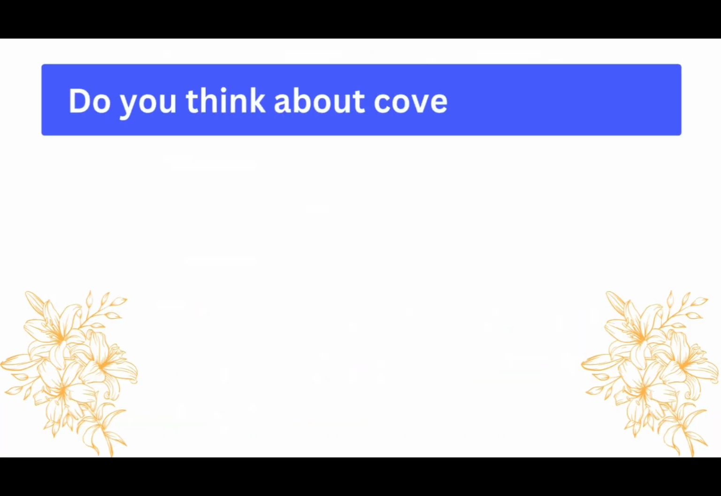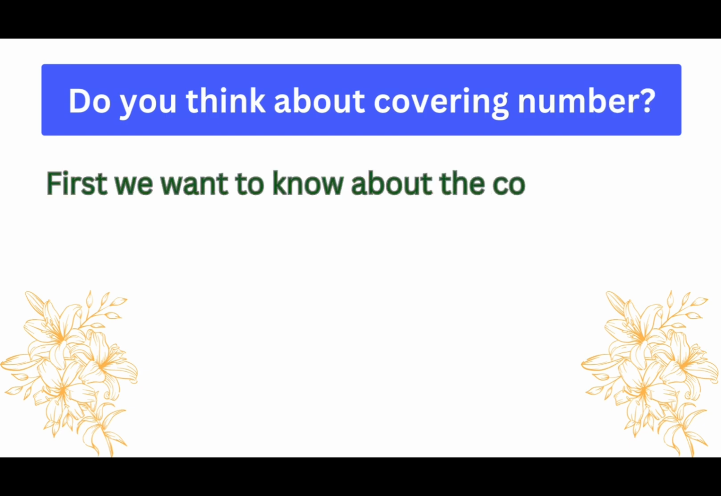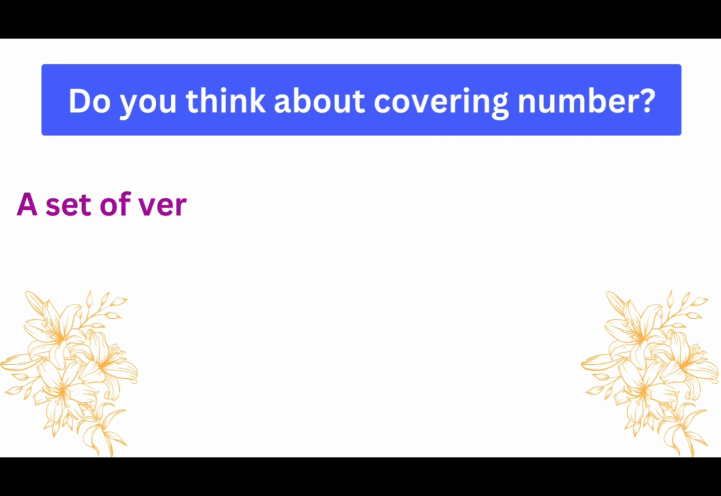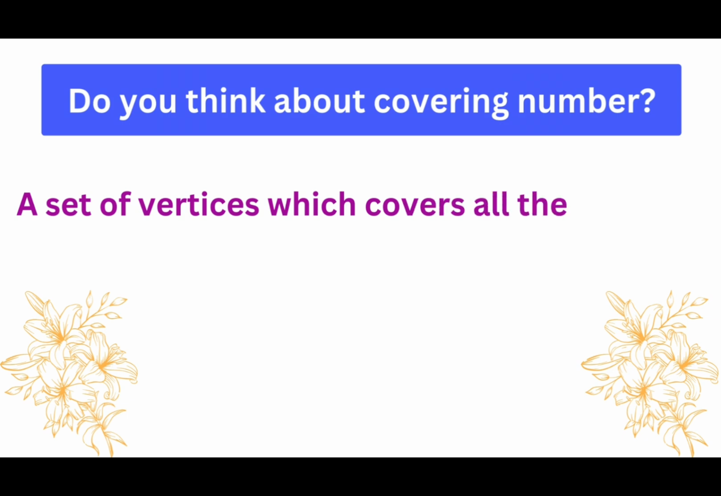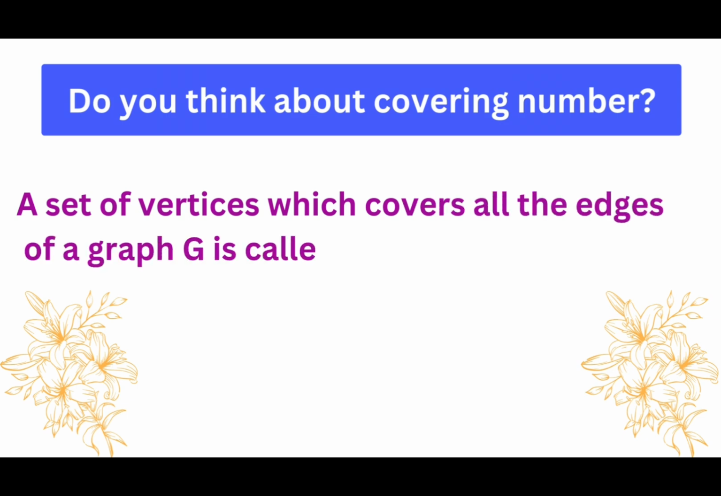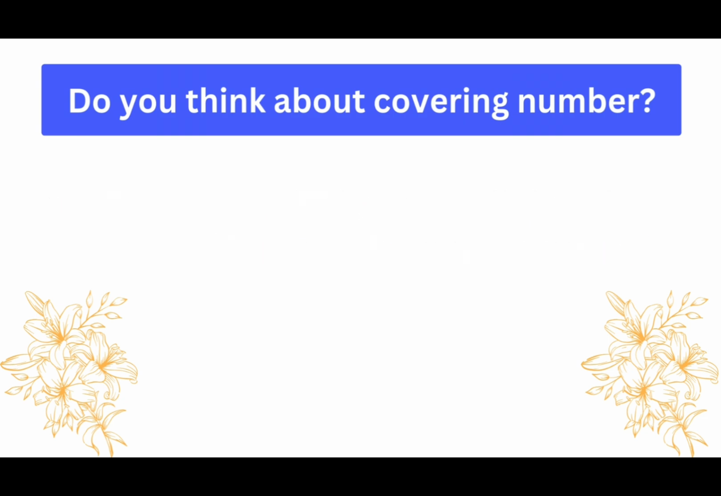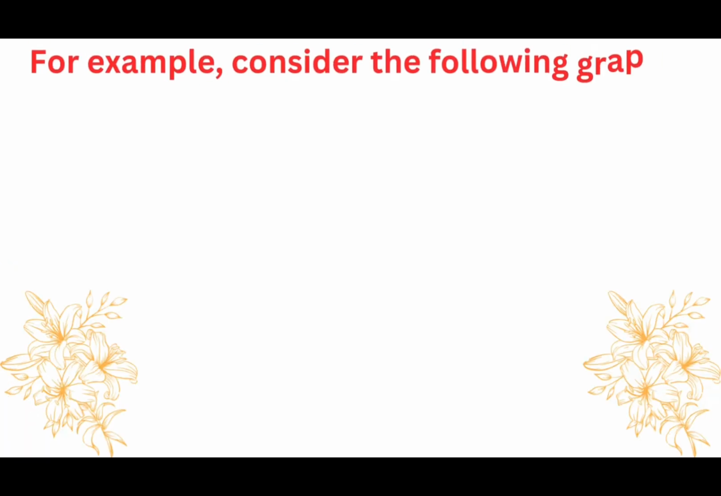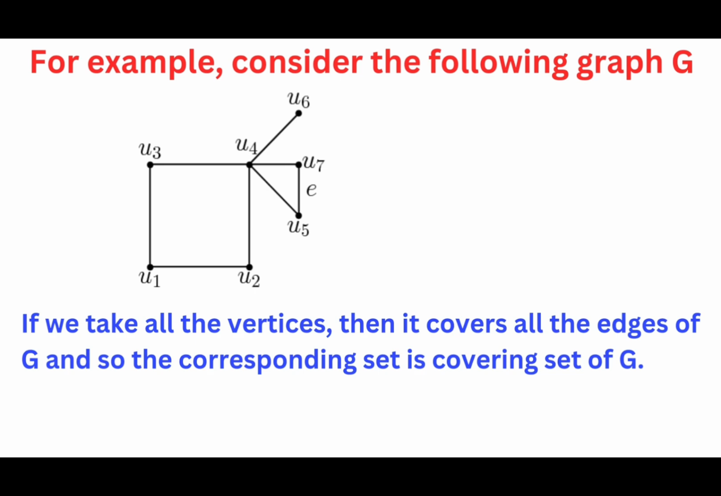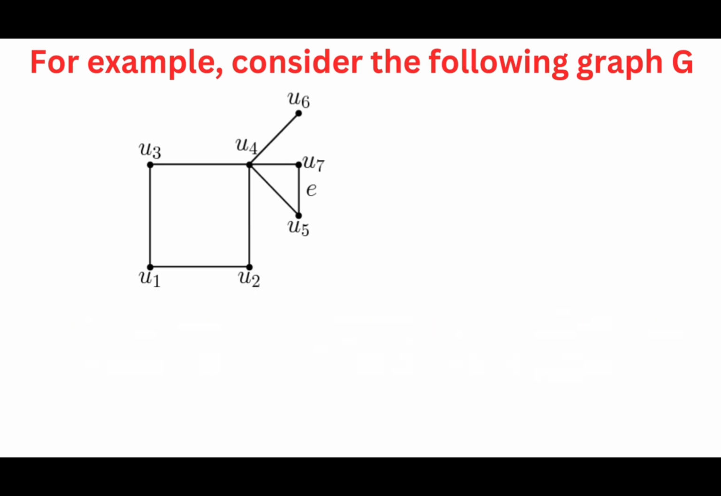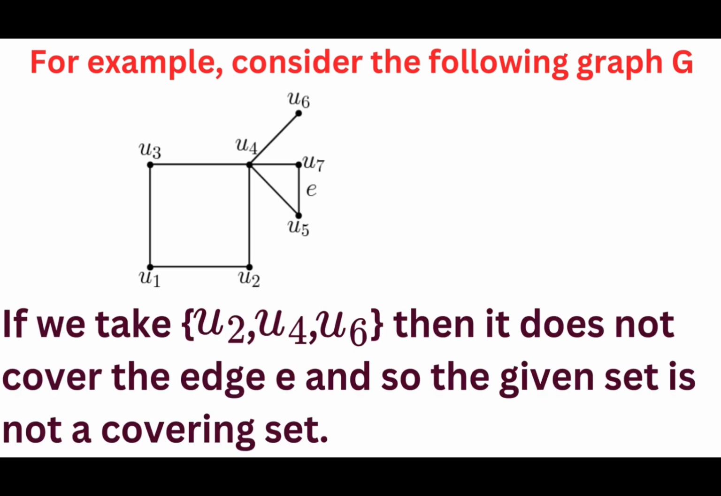Now, what about the covering number? First, we want to know about the covering set. A set of vertices which covers all the edges of a graph G is called a vertex covering of G. Sometimes it is called a covering set of G. For example, consider the following graph G. If we take all the vertices, then it covers all the edges of G, and so the corresponding set is a covering set. If we take U2, U4, U6, then it does not cover the edge E, and so the given set is not a covering set.